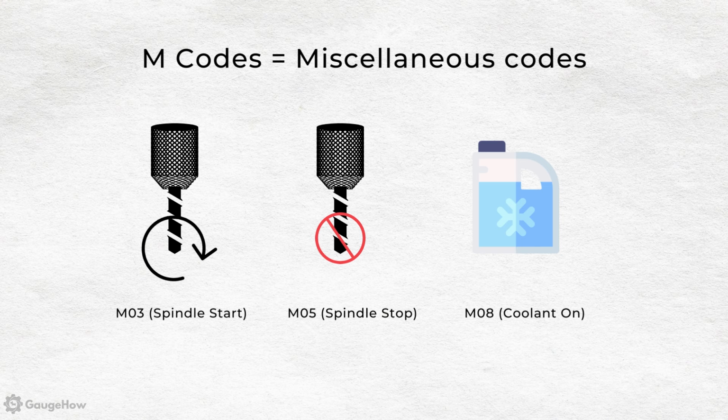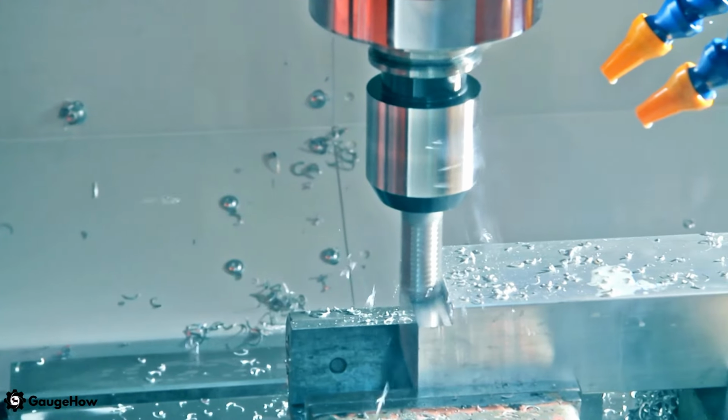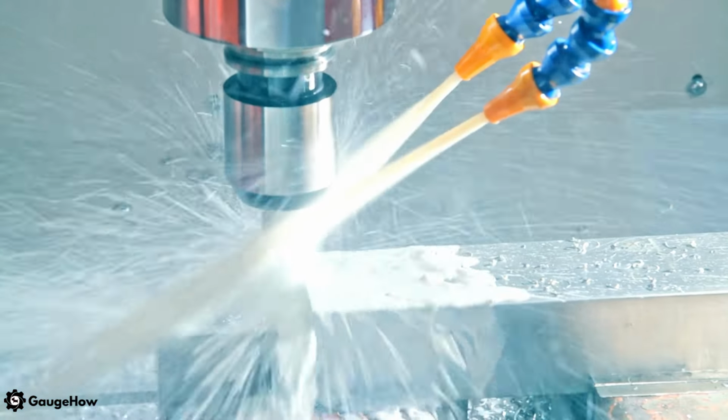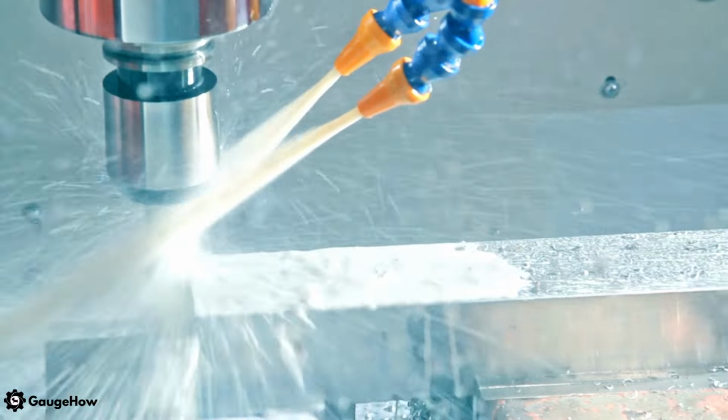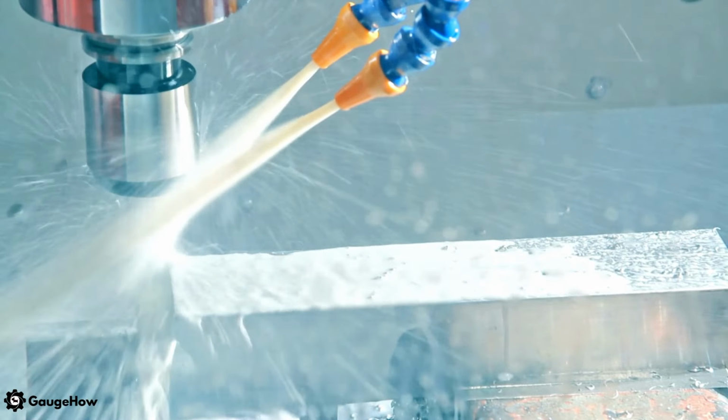Next code is the M05 and it is useful to stop the spindle. So it stops the spindle rotation, ceasing the cutting action. Suppose if we write M08, then this code is useful to start the coolant supply. So M08 activates the coolant system, essential for dissipating the heat and prolonging the tool life. So M code plays a very central role in managing machine functions that are essential for the machining process.